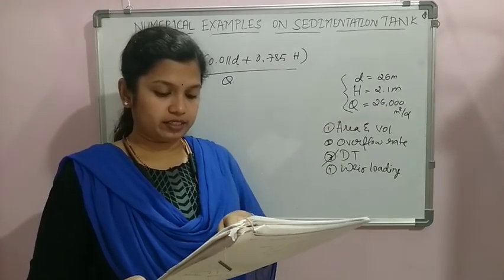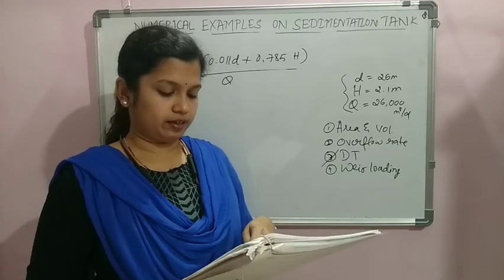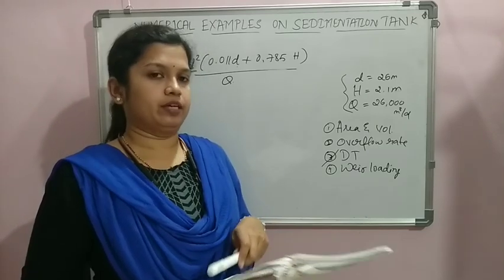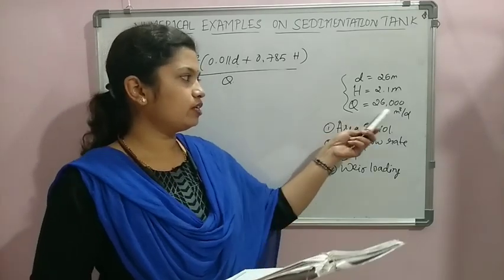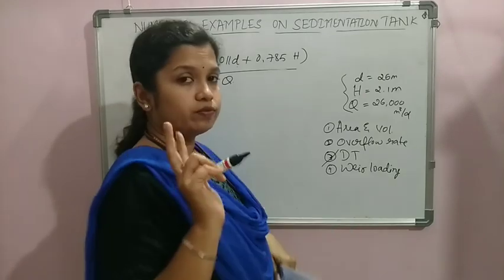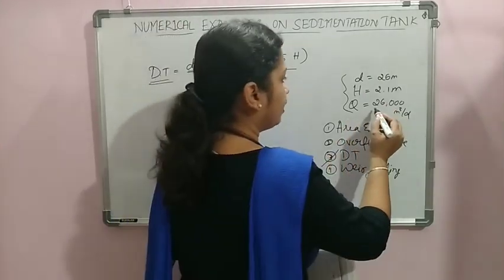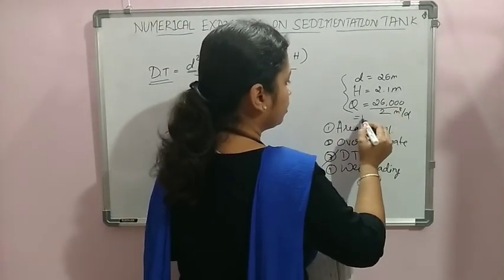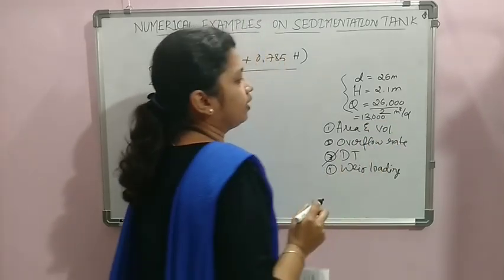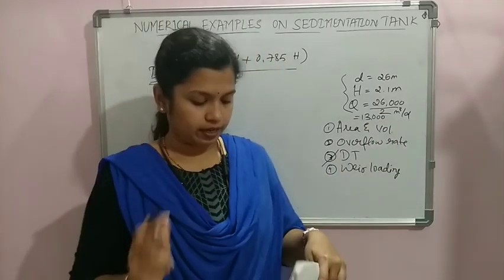Single effluent weirs are located on the peripheries of the tank. For a water flow of 26,000 meter cube per day, they have given the water flow as 26,000 meter cube per day, but since they have given two tanks, this flow gets divided by 2. That is 13,000 meter cube per day is the flow that enters each of the tanks.